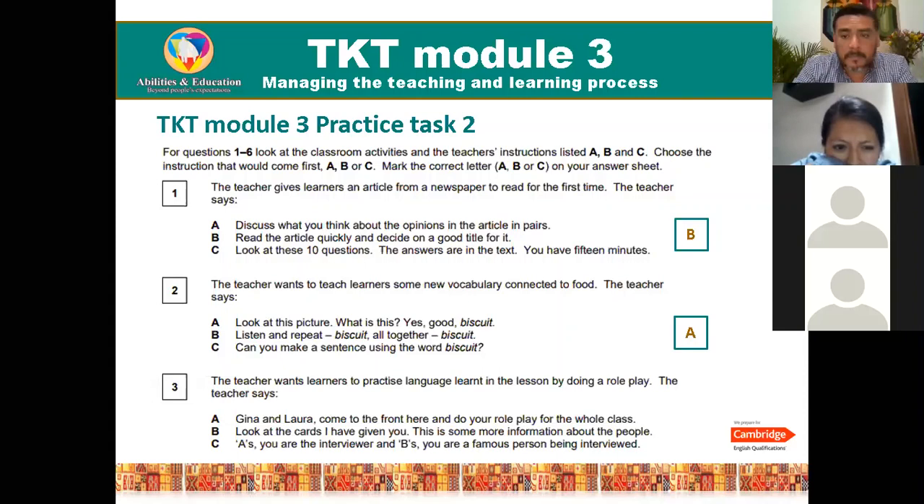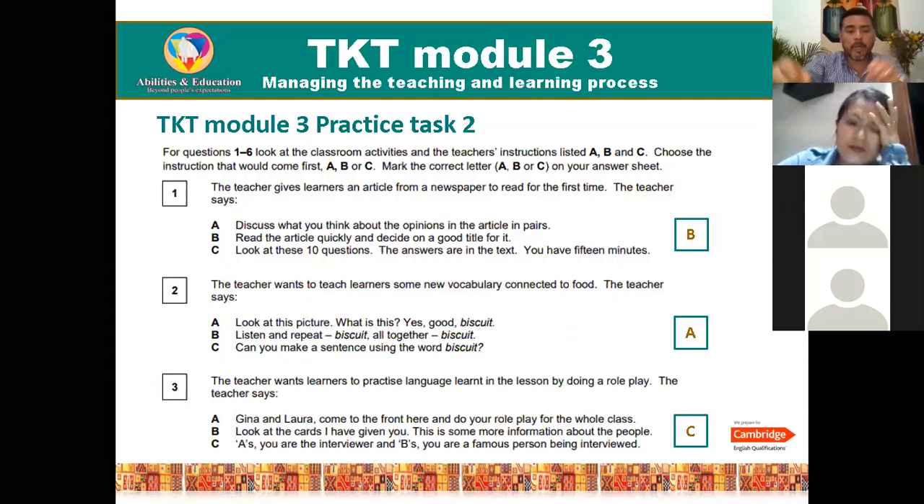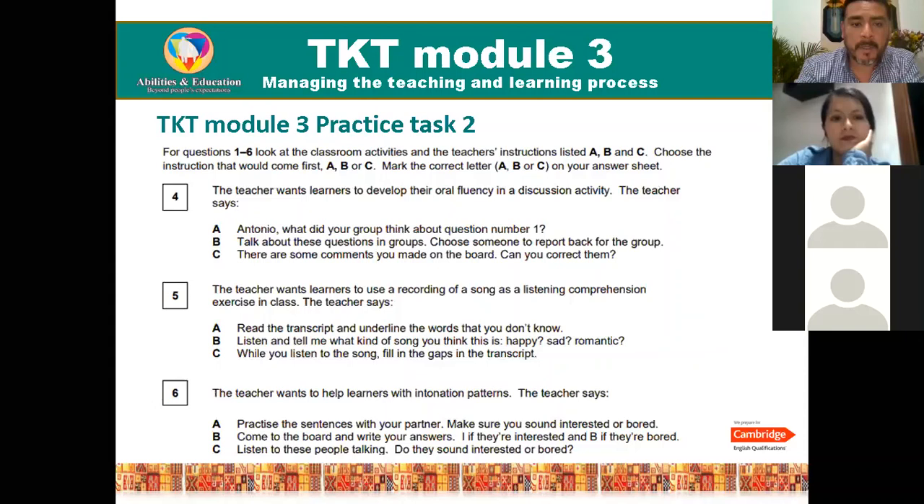The teacher wants the students to practice language learned in the lesson by doing a role play. What does the teacher say first? Letter C. Yes. So you make groups, right? You are A, you are B. A, you are the interviewer. Yes. B, you are a famous person being interviewed. All right. Okay, the same.